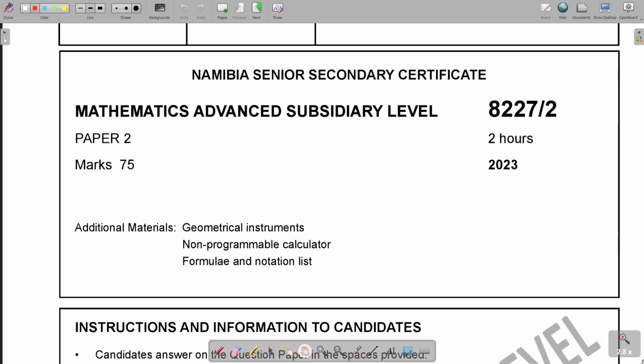Mathematics, Advanced Subsidiary Level, Paper 2, 2023, Part 7.